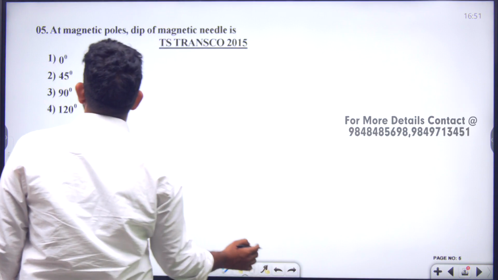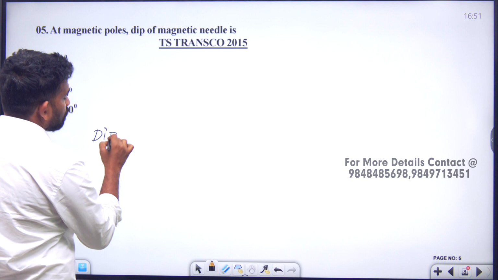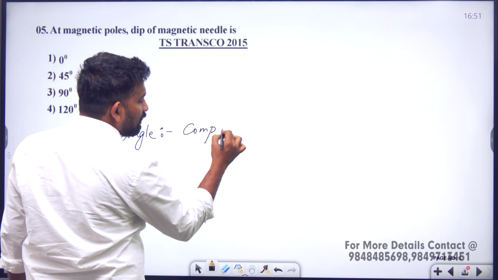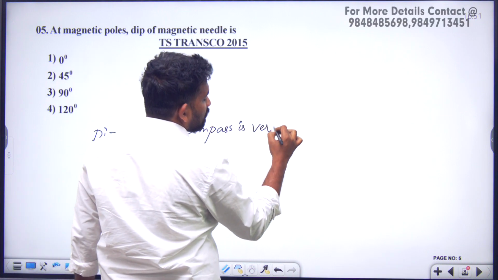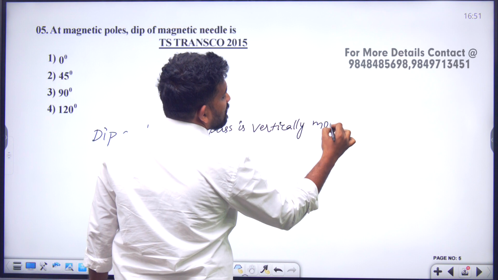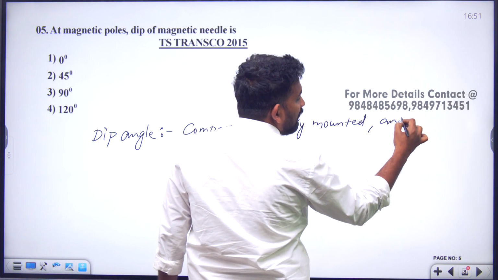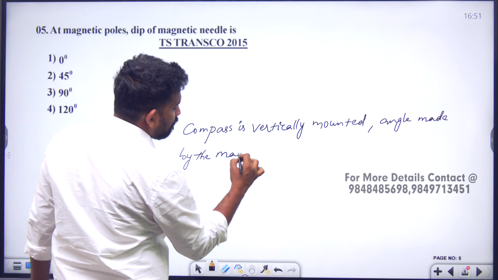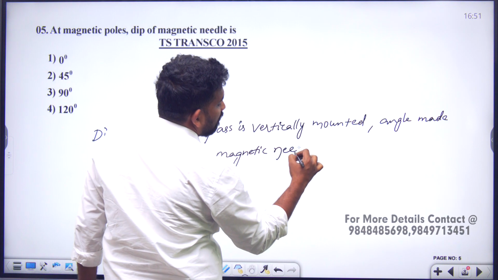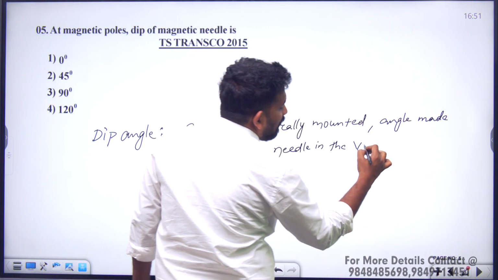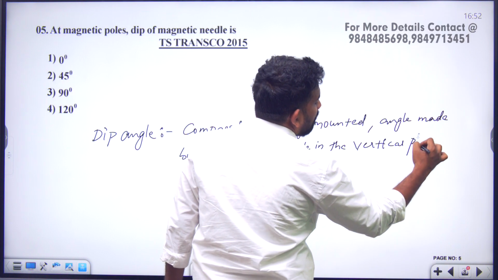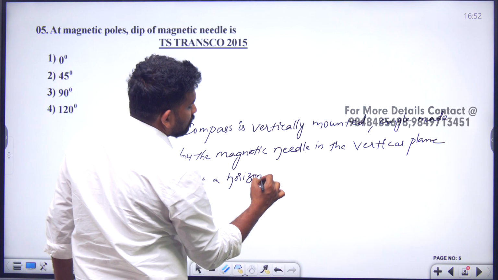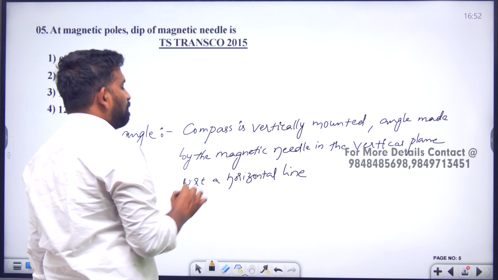Dip angle is nothing but, when the compass is vertically mounted, the angle made by the compass or by the magnetic needle in the vertical plane with respect to a horizontal line. So this is nothing but the dip angle.